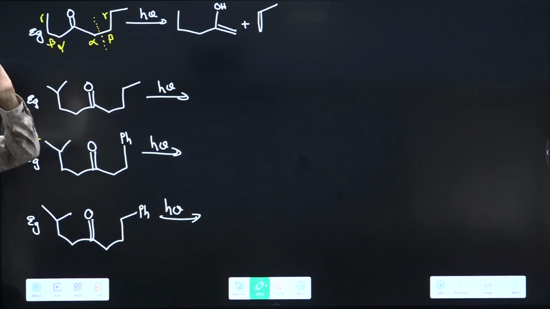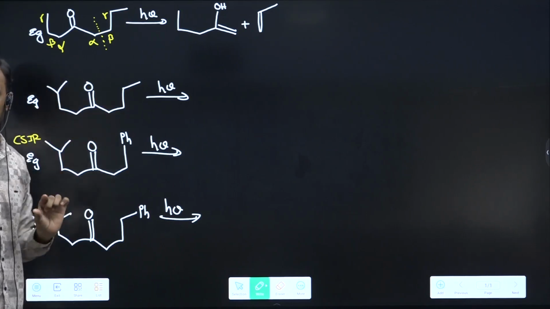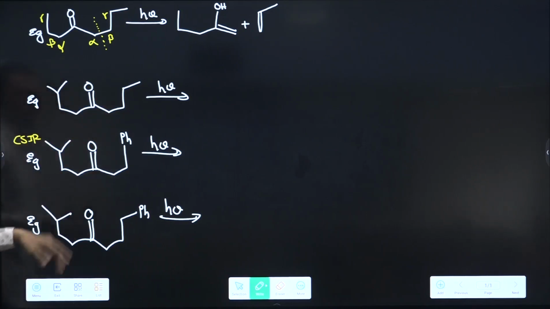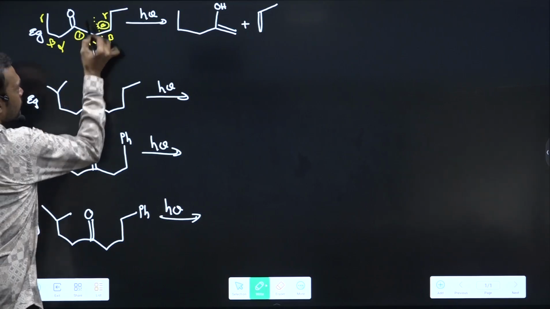Alpha, beta, first to target, break the bond between alpha and beta, that's why it is Norrish 2. The 2 indicates the second bond from the carbonyl. The second bond from the carbonyl we are breaking. So this is the second bond, this is the first bond, this is the second bond, that's why it is Norrish 2.